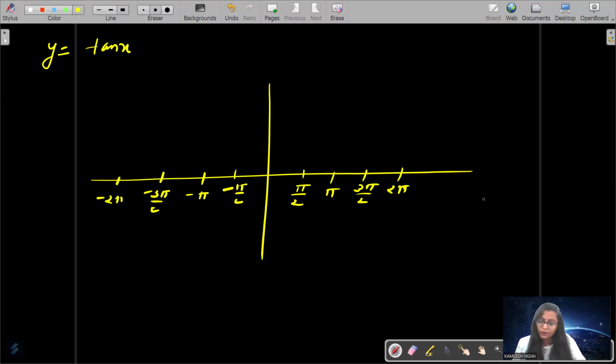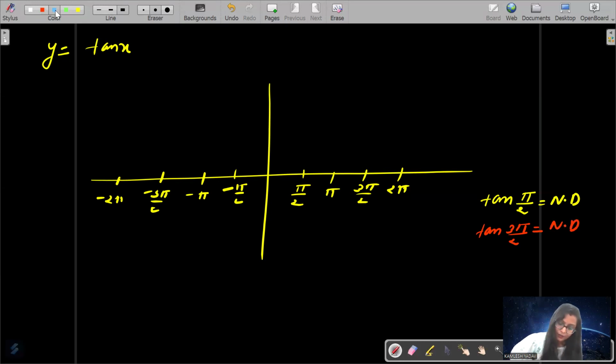We already know that the value of tan pi by 2 is not defined, and the value of tan 3 pi by 2 is again not defined. So what we do here is draw a straight line, because at this point tan x is not defined. That's why I drew the straight line here. Same for the left side.